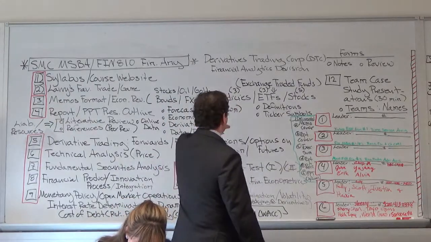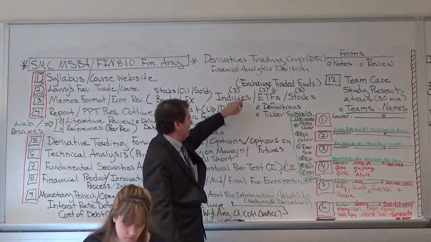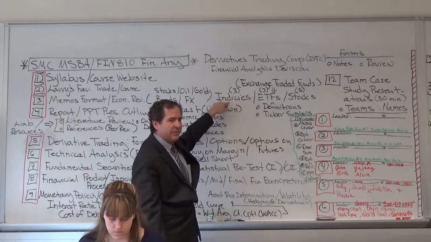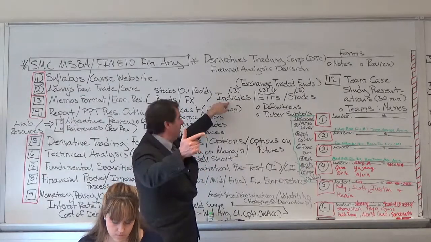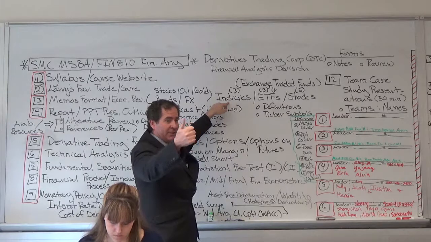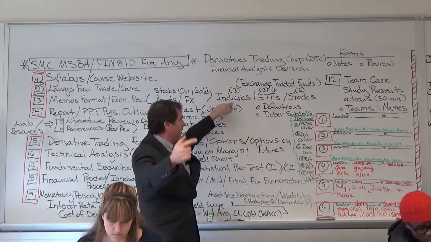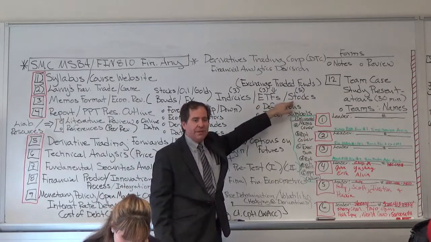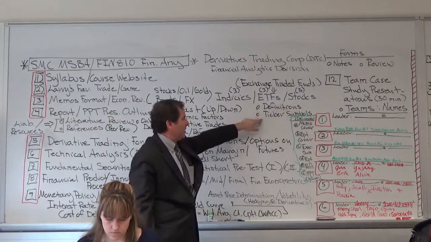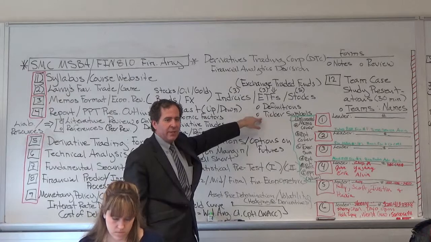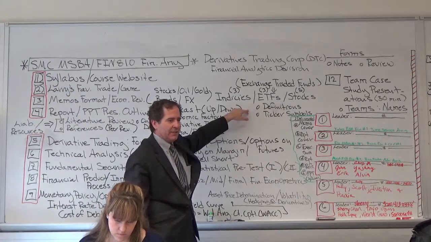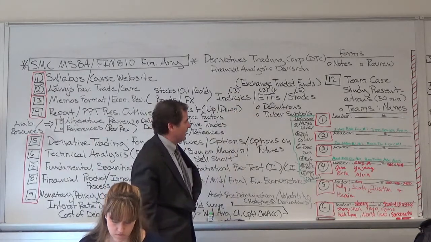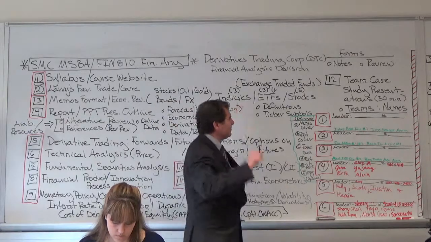And then in the memos too, you're going to need to pick 3 indices to track: the Dow Jones, maybe the New York Stock Exchange, but the Dow Jones, the S&P 500, and the NASDAQ. You have to find 3 exchange-traded funds and 5 stocks, and you need to look up the ticker symbols, and you need to tell me what the definitions of the indices are. Okay, so that's in the memo.